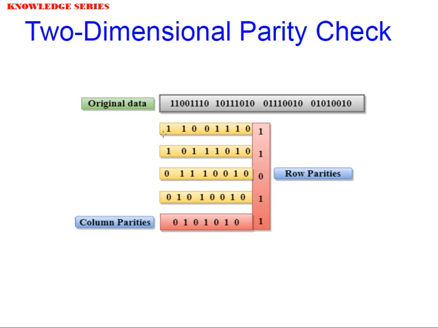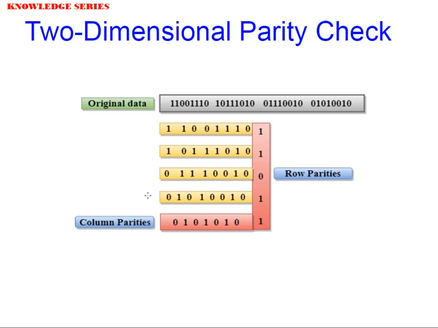Now what they are doing is scanning in a horizontal way. That means they will count the number of bits and find out whether it is even or odd. So 1, 2, 3, 4, 5, it is an odd parity, that's why 1. Again 1, 2, 3, 4, 5, an odd parity. 1, 2, 3, 4, so it is an even parity, 0. 1, 2, 3, it is an odd parity, 1. So this is what you can see here. That is the row parity.